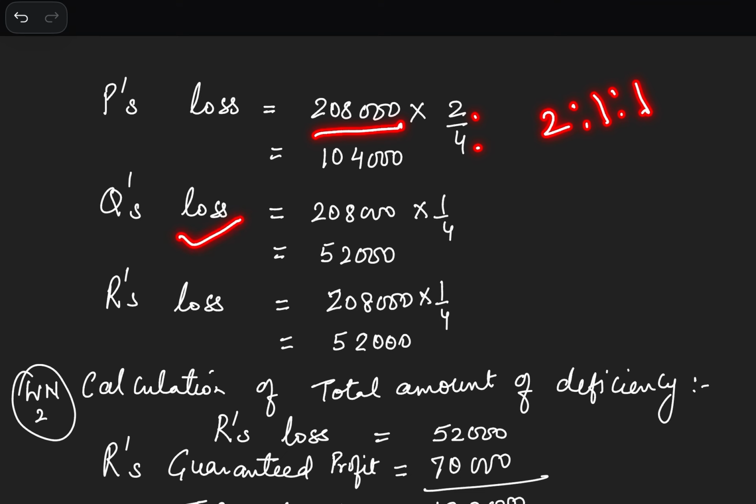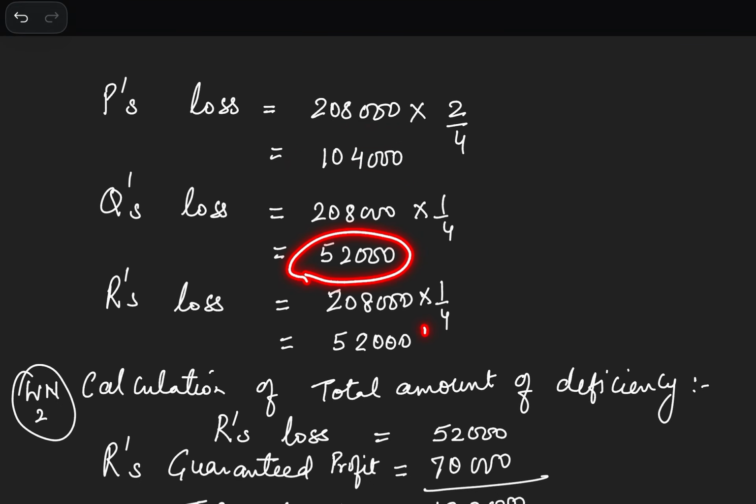So here Q's loss equals 2,08,000 multiplied by 1 by 4. That comes out to 52,000. R's loss is equivalent to Q's, that is 2,08,000 multiplied by 1 by 4. That comes out to be rupees 52,000. So total loss for P 1,04,000, for Q 52,000, for R 52,000.